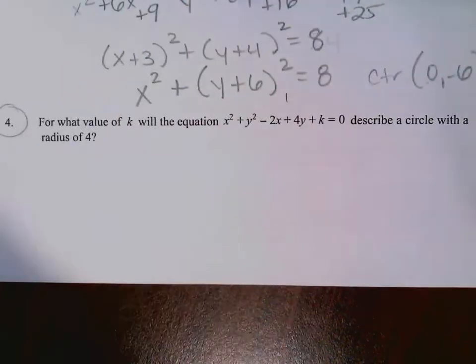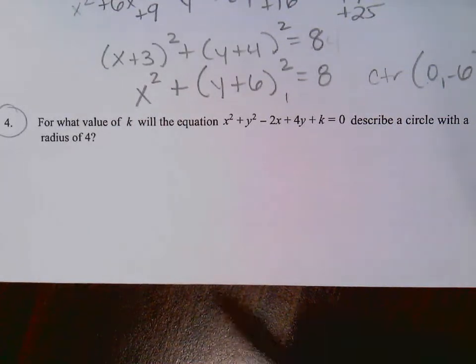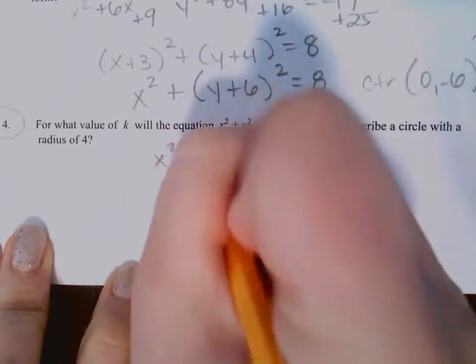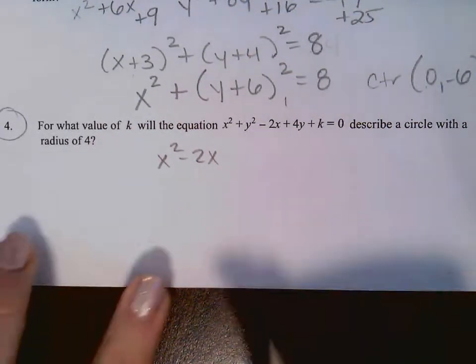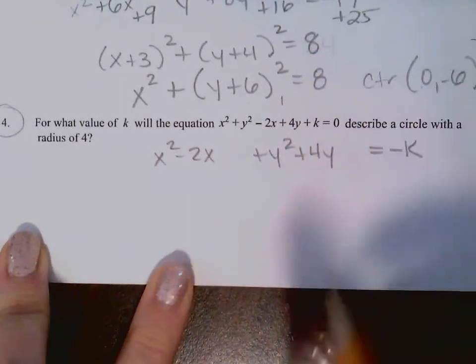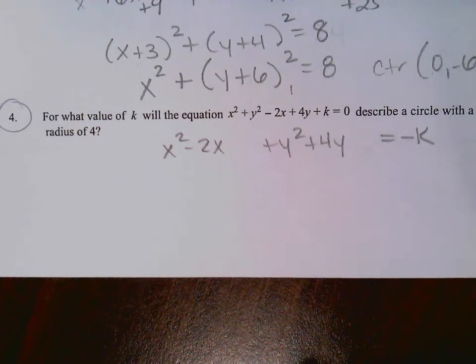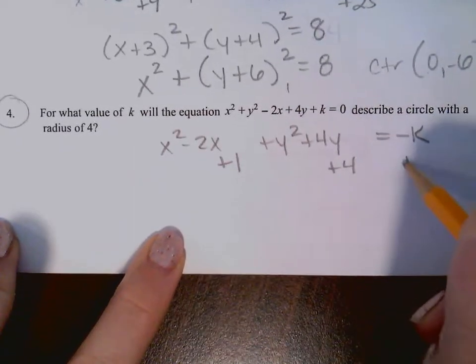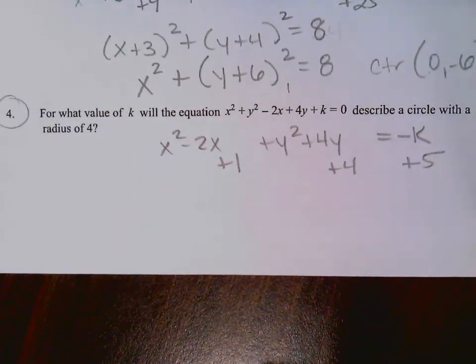This one, I thought the k value might scare you a little bit. What value of k will give this equation a radius of 4? If you notice, k is the constant that we would have moved to the other side of the equation. So let's put it in order: x squared minus 2x plus y squared plus 4y equals negative k, because we would have subtracted it to the other side. I would add 1 here and add 4 here and add 5 on the right-hand side.